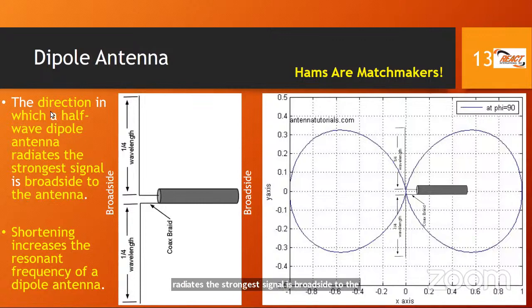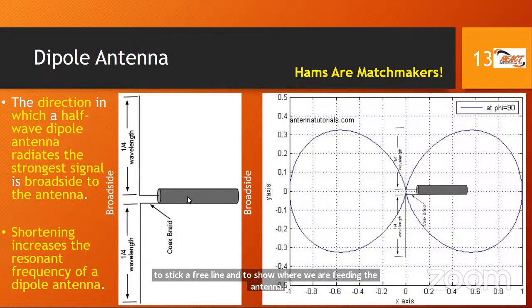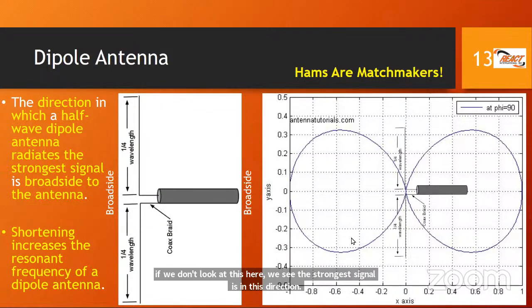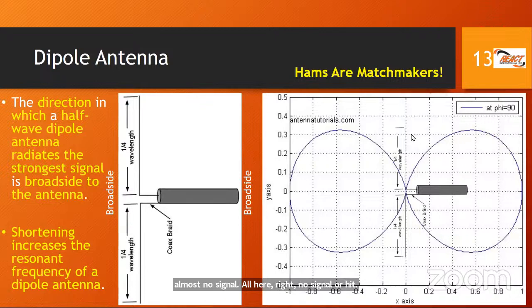So let's dissect that a little bit. To say the direction in which a half-wave dipole, so this is a half-wave dipole, right? So hopefully we are convinced of that. You have a feed line coming up to it. We always try to stick a feed line in to show where we are feeding the antenna. But technically it's not the antenna. At least most of the time the feed line is not part of the antenna. So in this case it's not. This is the antenna here. And we're saying that this radiates the strongest signal. So if we were to look at this here, we see the strongest signal is in this direction. There's almost no signal here, no signal here. It is in this direction as well as this direction. And this is considered broadside. This is what we mean by broadside.